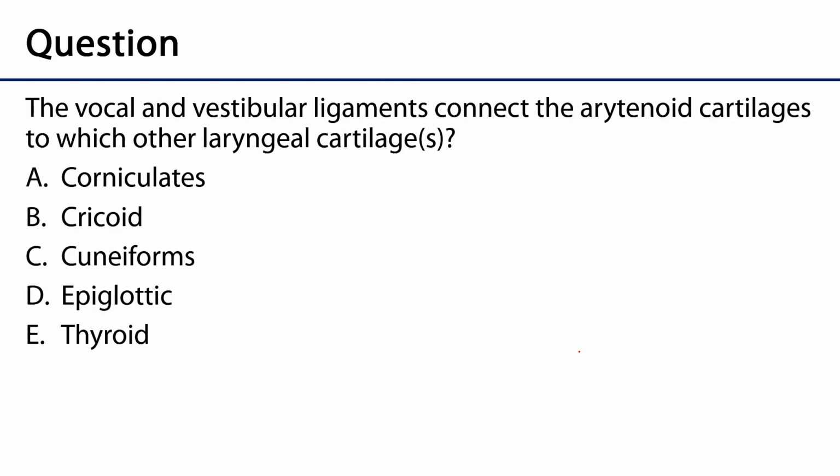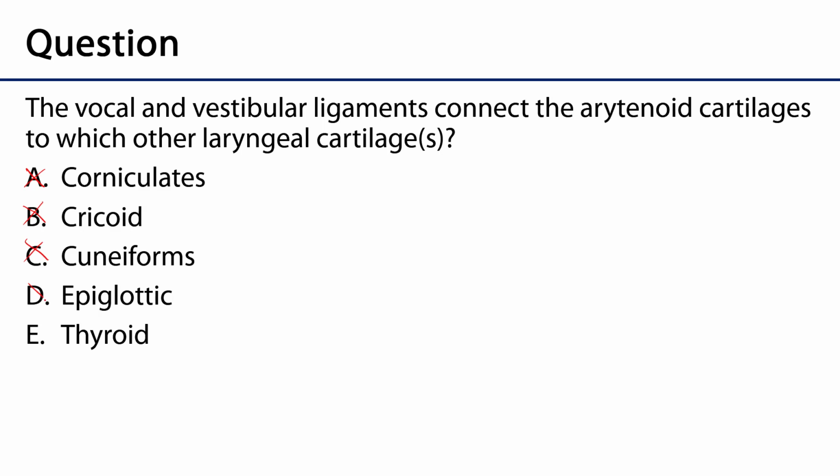And that leads us to our assessment question here, that being the vocal and vestibular ligaments connect the arytenoid cartilages to which other laryngeal cartilage? Would it be the corniculates? No, those are formed in the epiglottic folds. The cricoid? No, the arytenoid cartilages sit atop the cricoid cartilage. Cuneiforms? No, those are in those epiglottic folds. I'm sorry, corniculates are atop the arytenoid cartilages there.